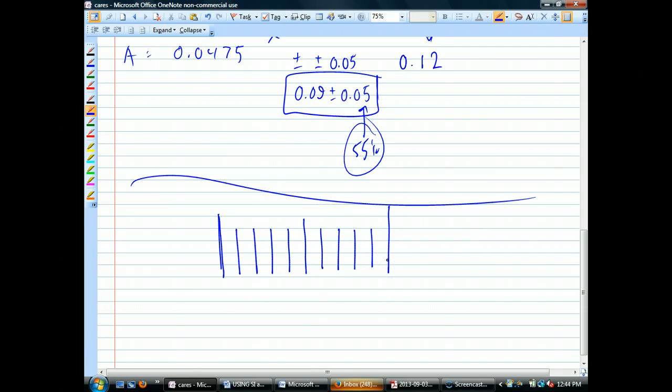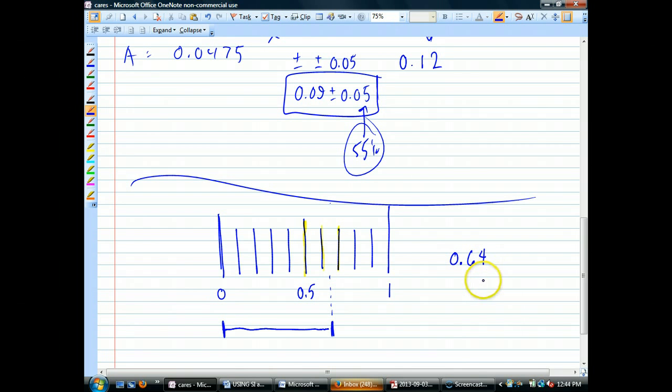So let's say this is a ruler. And if this is 0 and this is 1, so this is 0.5. If I had some object that measured to right here, then what I would do is I know for sure that it's greater than 0.5. I know for sure that it's greater than 0.6. I know for sure that it's less than 0.7. I'm allowed to make one estimated digit in between there, so I'm going to say 0.64.